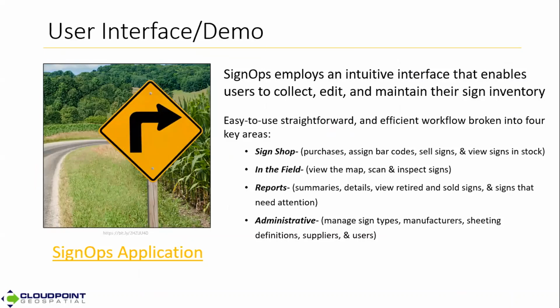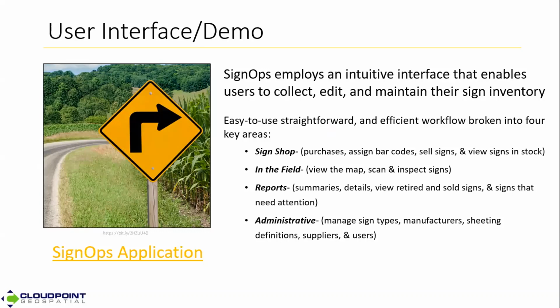Our sign shop workflow is where we're going to be able to enter our purchases, assign our signs their barcodes, sell signs, and view all of our signs that we have currently in stock. Our in the field tab in the solution, we're going to be able to maintain all of our data out in the field. We'll be able to scan and perform inspections on our signs. Our reports tab is where we're going to pull all of our relevant information regarding our sign inventory.